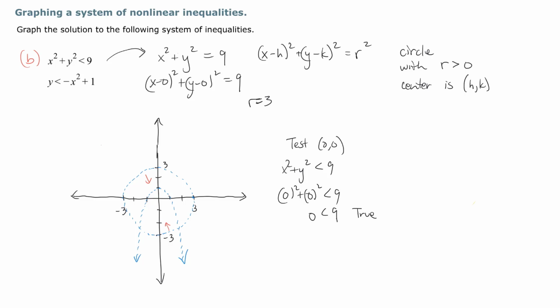Let's test the other inequality. The other original inequality is this. Is 0 less than 0 plus 1? And that is true. So we're shading the 0, 0 side for that as well. So we have to shade inside the parabola like this. So once again, where do the two kinds of arrows collide? Well, they're colliding here, and they're colliding here.